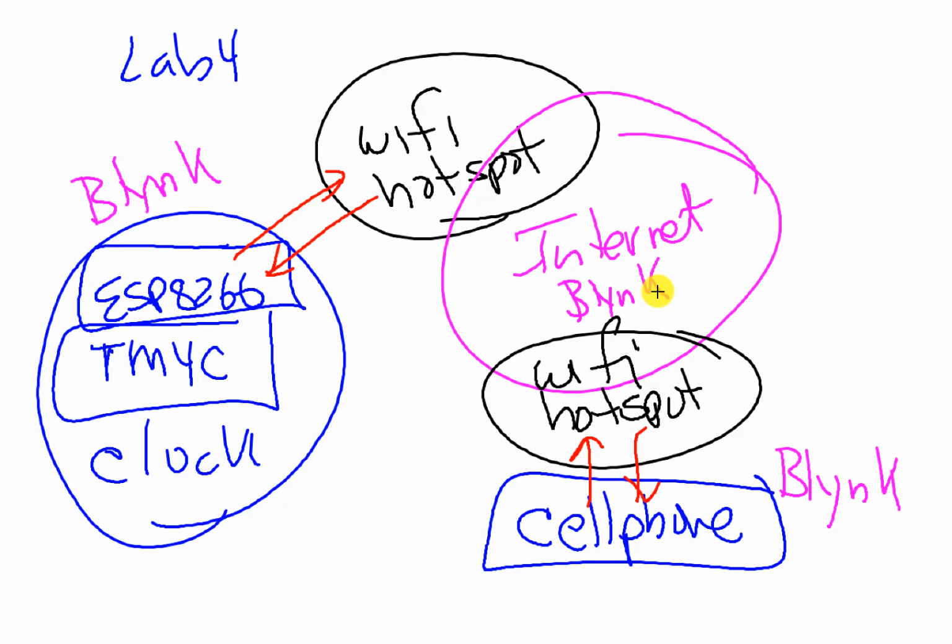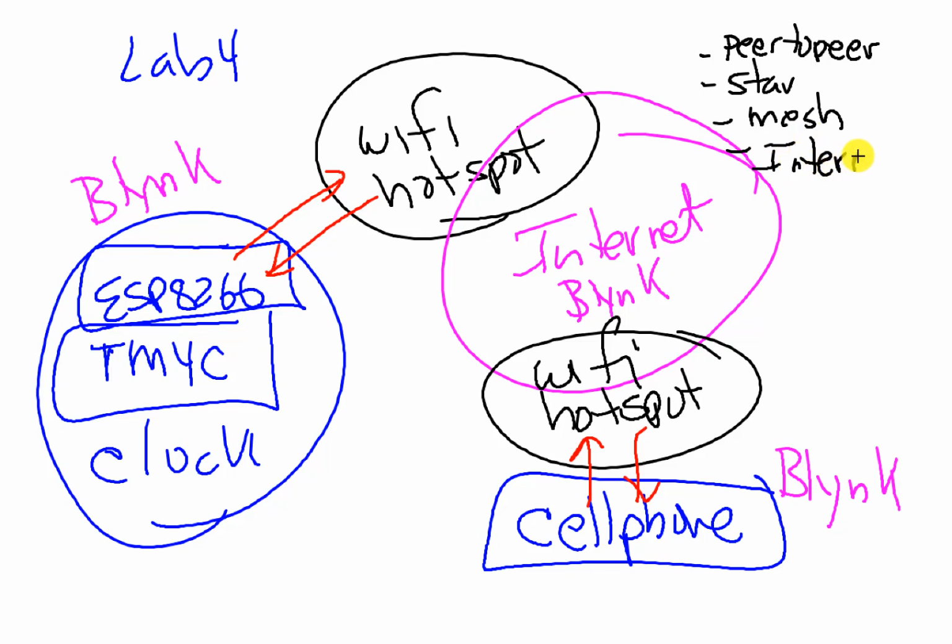It's an internet topology. In summary, we saw three kinds of topologies: peer-to-peer, star, mesh, and we saw the internet. Each one has its advantages and disadvantages. Enjoy lab.